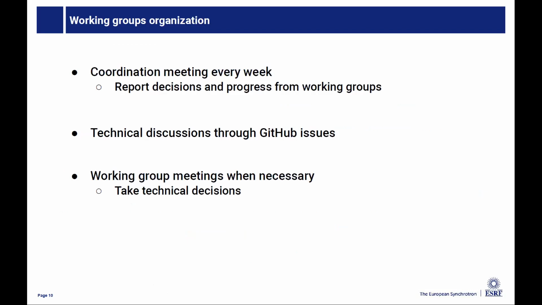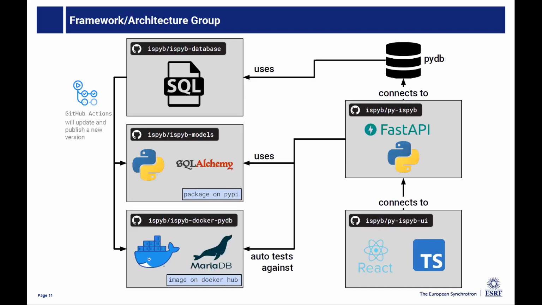So first, how we organize the collaboration with the working groups is that every week we have a coordination meeting with all the working groups together to report the decisions and progress from the different working groups. And then we do the different technical discussions that are specific to the different working groups through GitHub issues, and also by creating working group dedicated meetings when it is necessary.